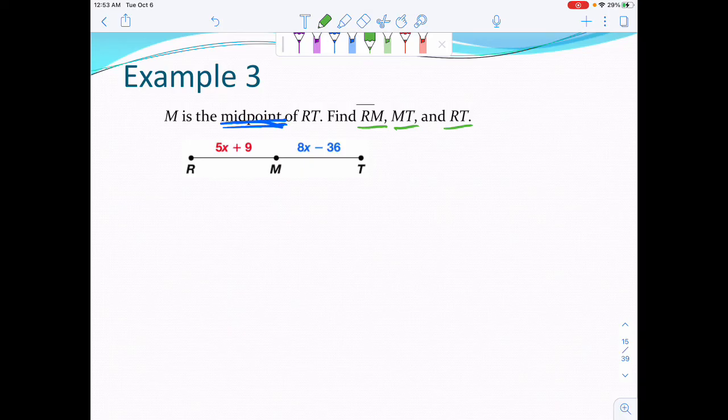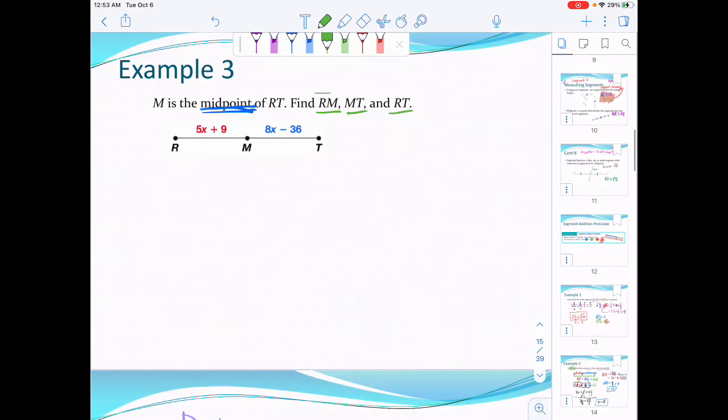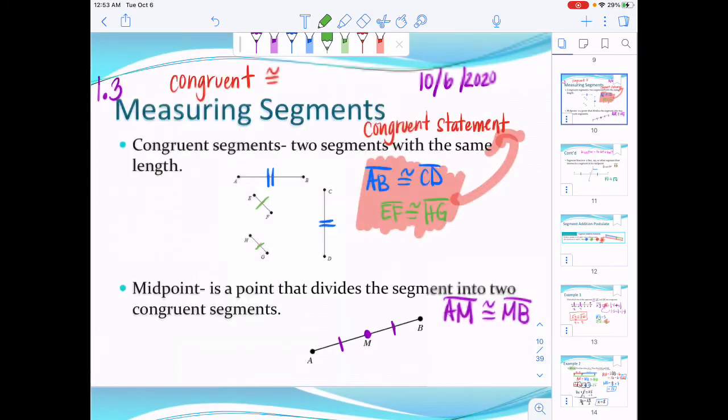We got to think about what information I gave us earlier in our notes. I gave you 4 things: congruent segments, midpoint, segment bisector, and segment addition postulate. Well, I highlighted one word, I underlined it with a blue line, and you'll notice that it's a midpoint. So if we go back to that definition, it says that it's a point that divides a segment into two congruent segments.